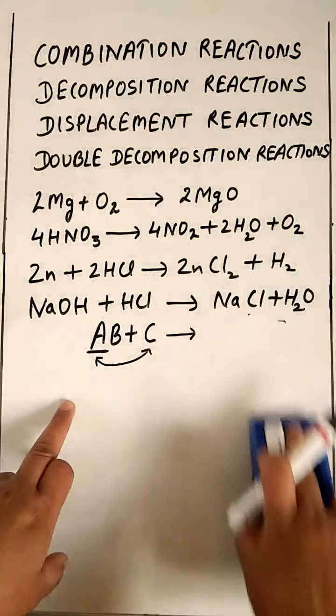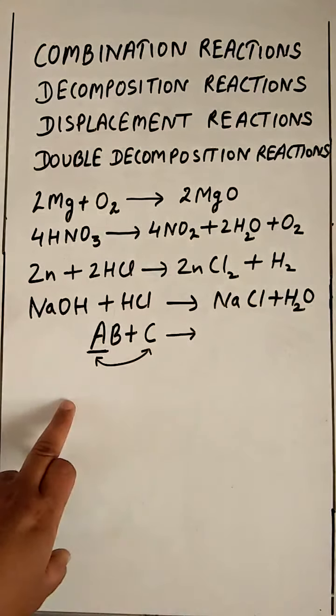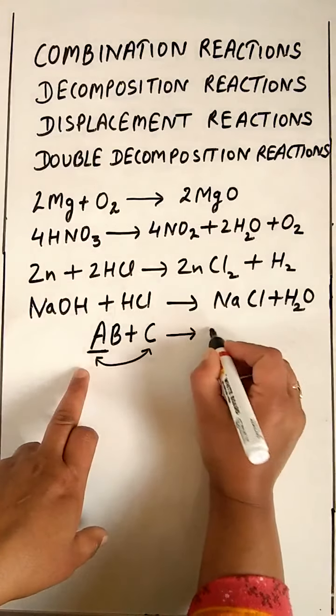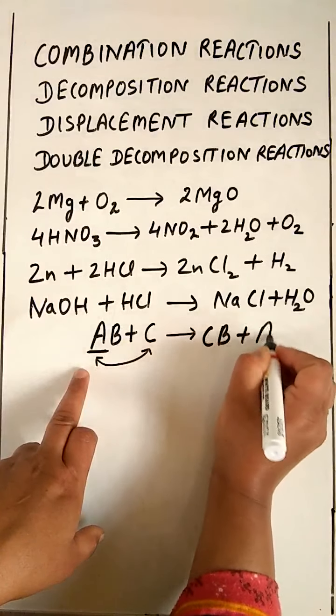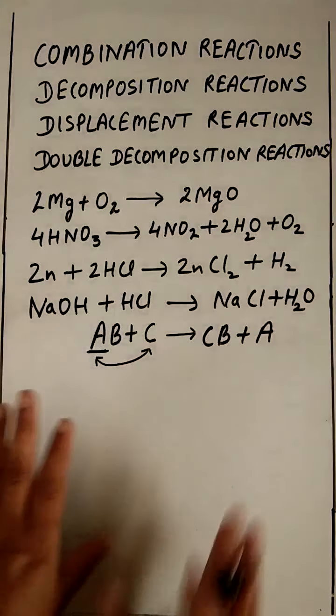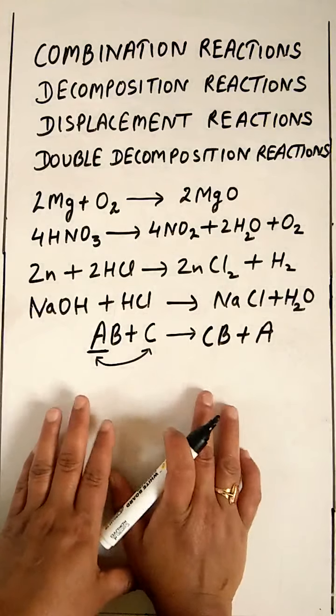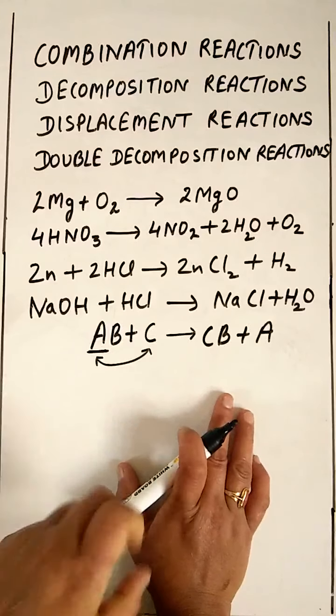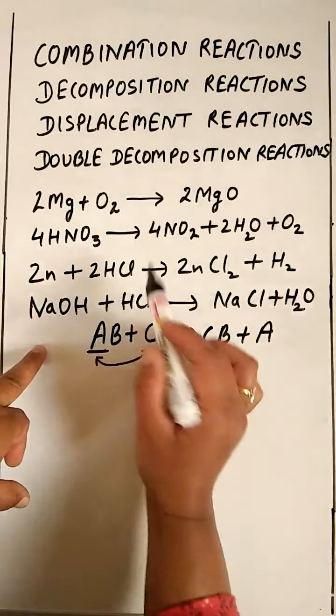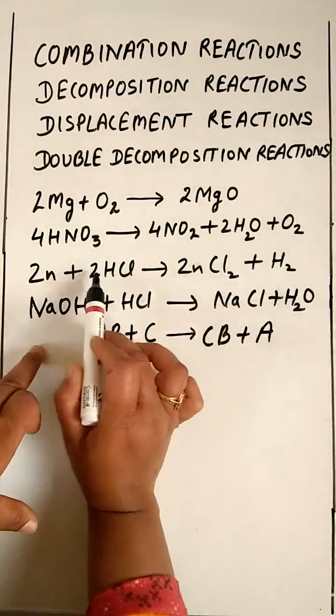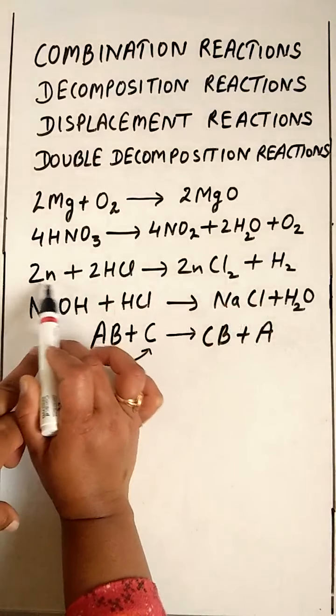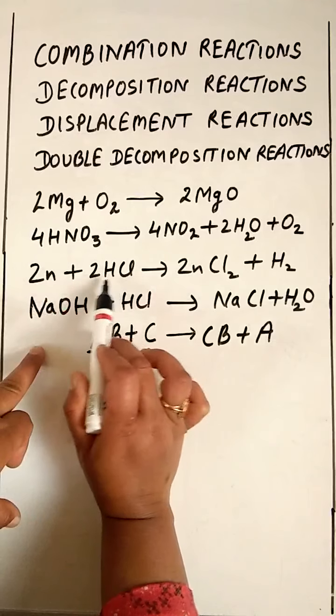Now in this particular case, let us assume C is more reactive than A. So C will go with B and A will be left alone like this. Such reactions are also known as substitution reactions. Now have a look at this reaction. Can we see this reaction in the same format? This is a compound. This is a metal. Hydrogen is not a metal.